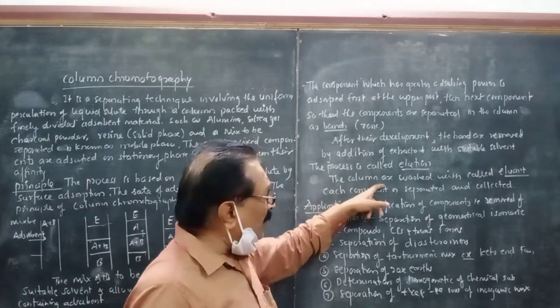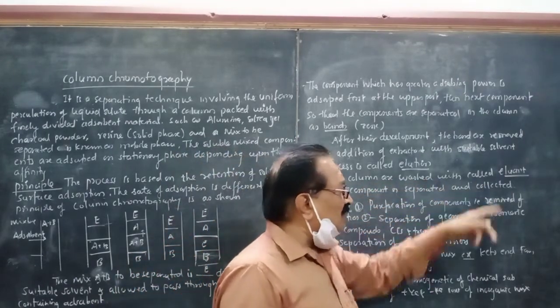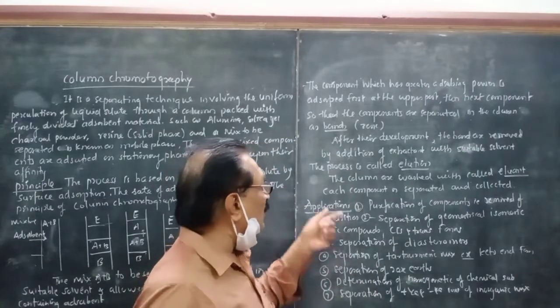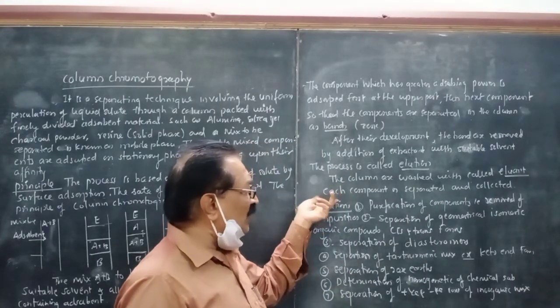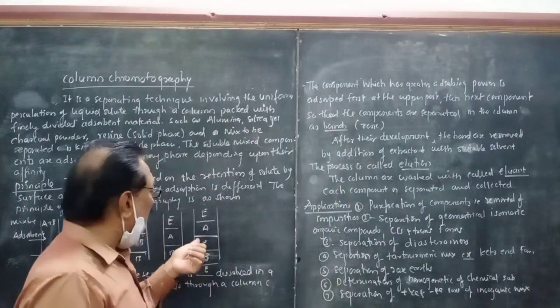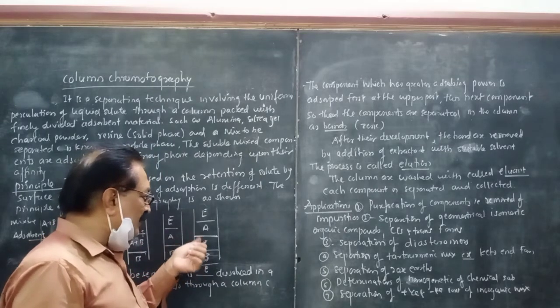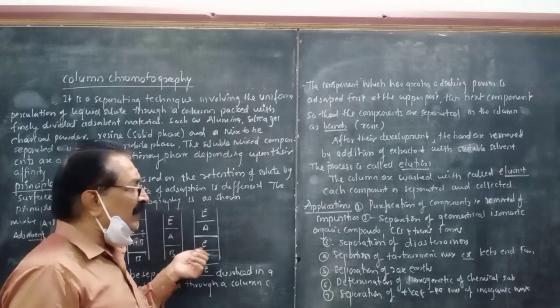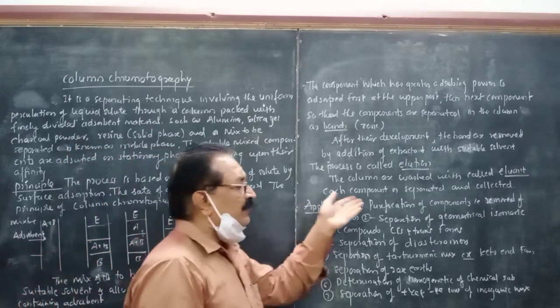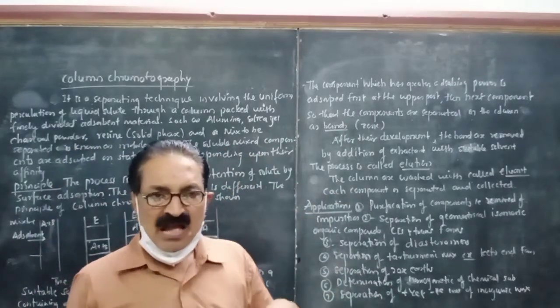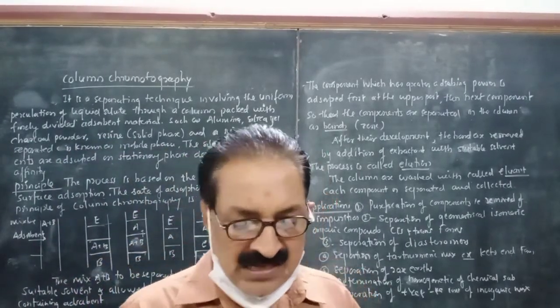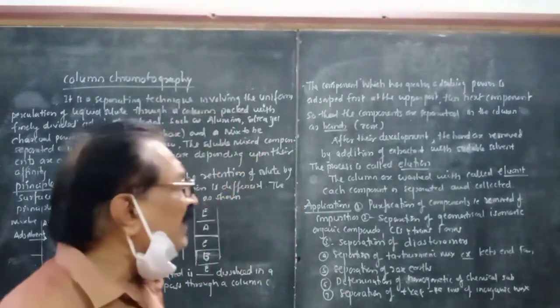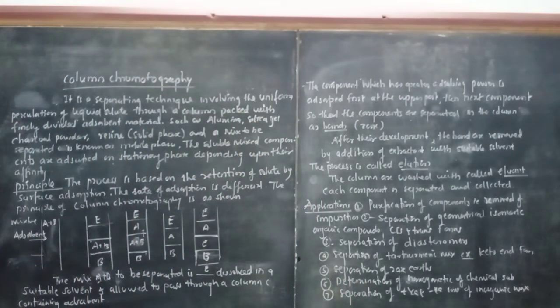Here the column is washed with a suitable solvent called eluent, and this eluent comes in contact with the mixed components, which are separated individually, A and B, and these are separated from one another. This type of technique has wide application in the analytical field. Let us take an example. What are the applications of the chromatographic techniques?